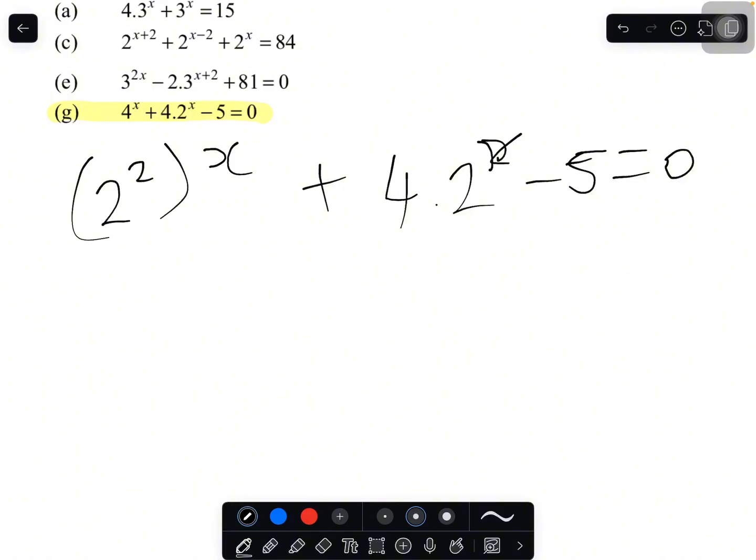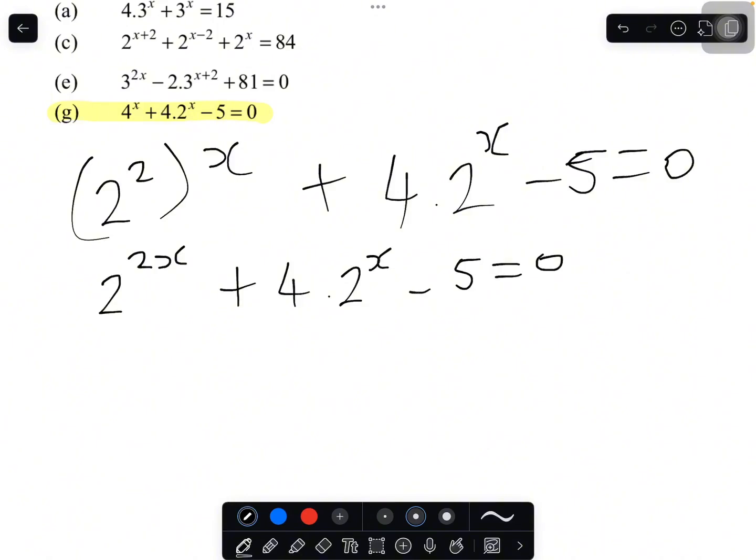Now, this isn't a term we can work with. Before, it wasn't in a way we could work with it. Let me write this x a bit neater. So now it is in a way we can work with it. So we'll have 2^(2x) plus 4 times 2^x minus 5 equals 0.